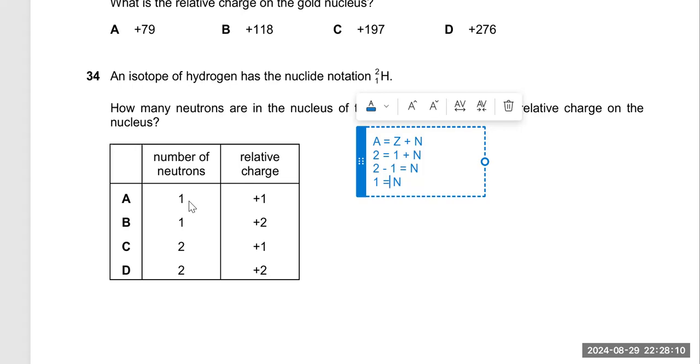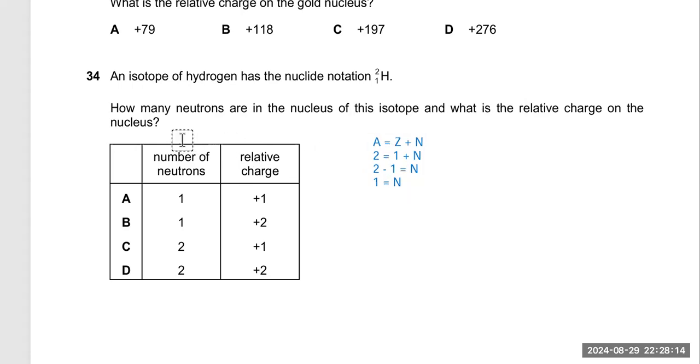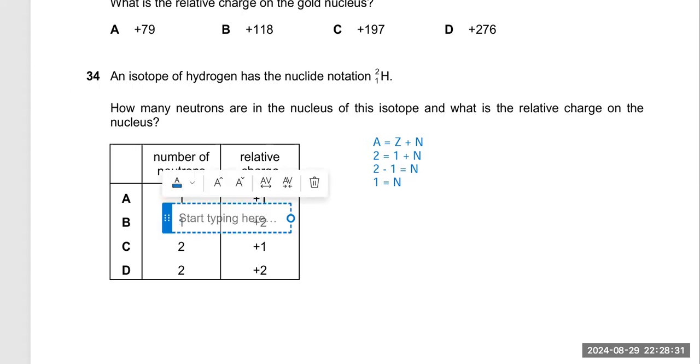The number of neutrons is 1. And the relative charge on the nucleus? A neutron has no charge. The hydrogen has 1 proton, so the relative charge will be +1. The number of neutrons is 1, so our option is 1. So you have to understand the basic key points of each question, then you can easily solve all these questions. Understand?